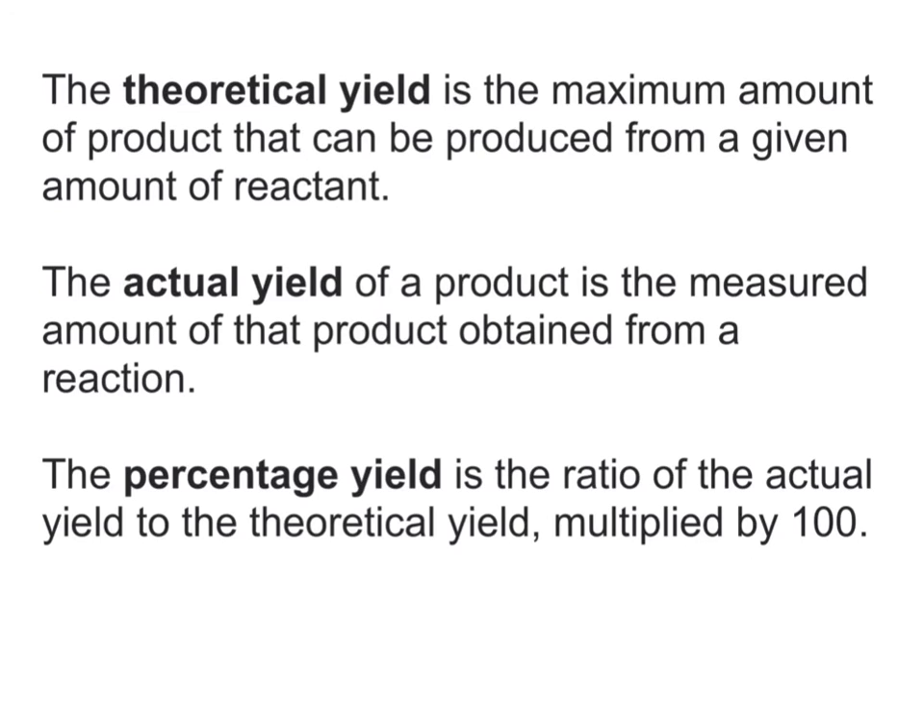Our last topic for stoichiometry is percent yield. Some definitions you need to know to calculate percent yield are theoretical yield and actual yield. The theoretical yield is the maximum amount of product that can be produced from a given amount of reactant, and this is if you were perfect. So if you did everything right in your lab and you got all the amount of product that you were supposed to, that's your theoretical yield.